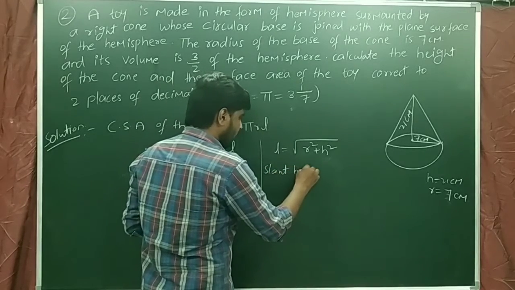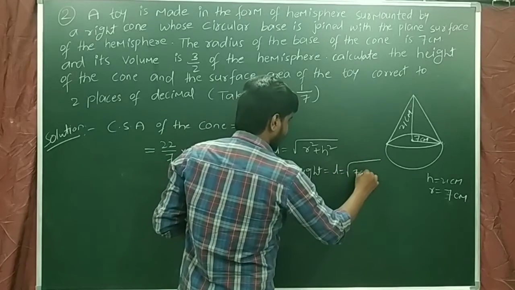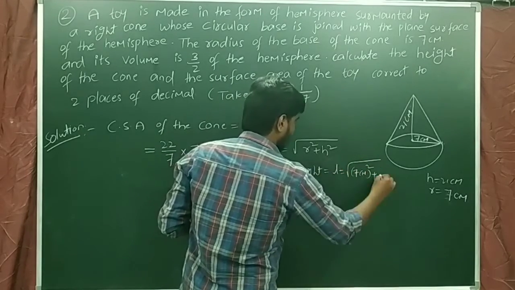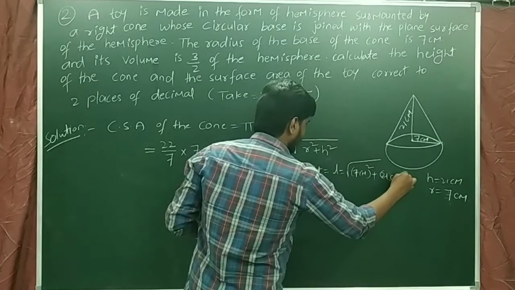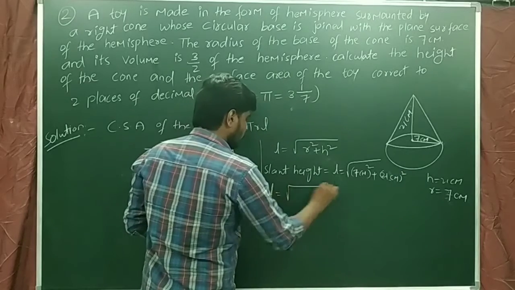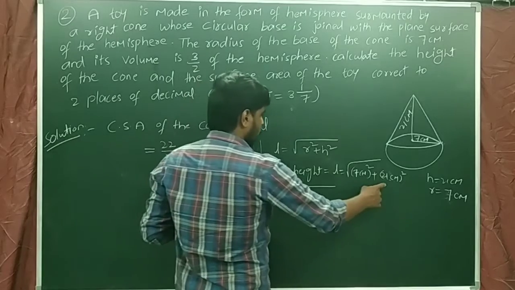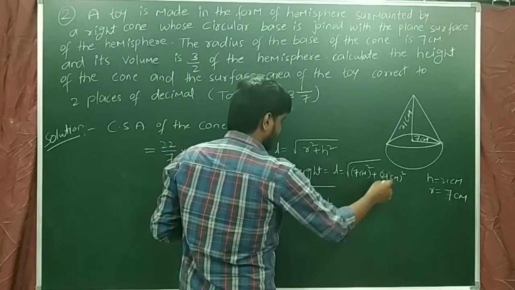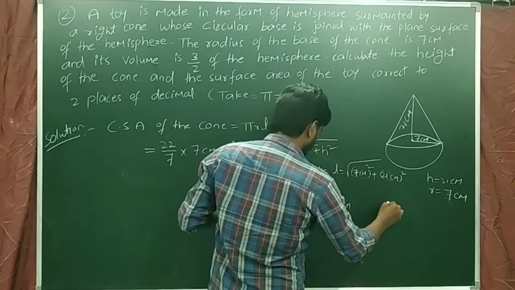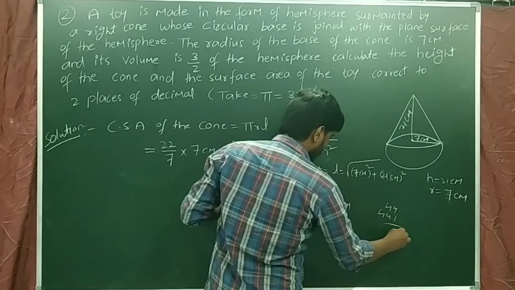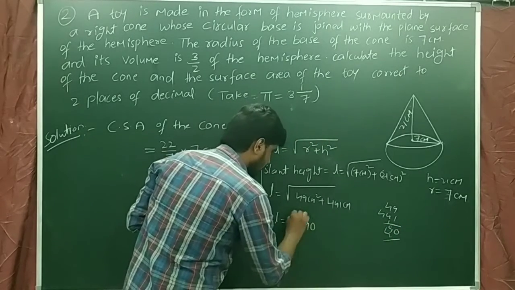So slant height L is equal to the square root of r square, that is 7 centimeter square, plus h square, 21 centimeter square. So L is equal to 7 square, that is 49 centimeter square, plus 21 square, that is 441 centimeter square. If you sum this, 49 plus 441 gives 490. So L is equal to root of 490 we got.